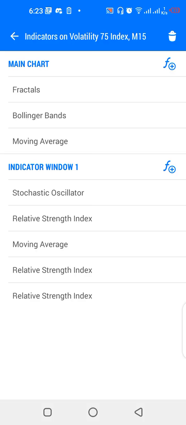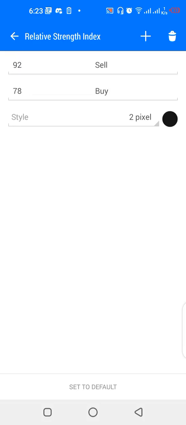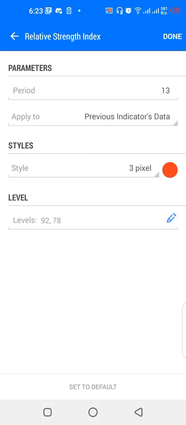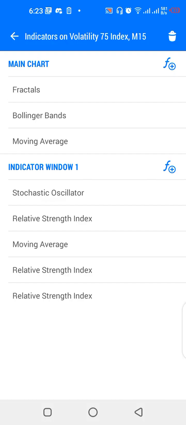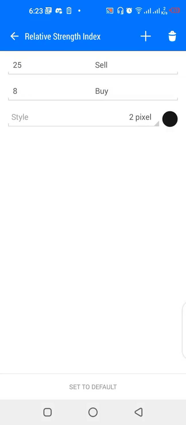Then we have another relative strength index. Here the period is 13, applied to previous indicator's data. The color is red, and the levels are 92 and 78. The color for the levels is black. Then finally, on the indicator window, we have another relative strength index. Here the period is 8, applied to previous indicator's data. The color is black, and the levels we have are 25 and 28.